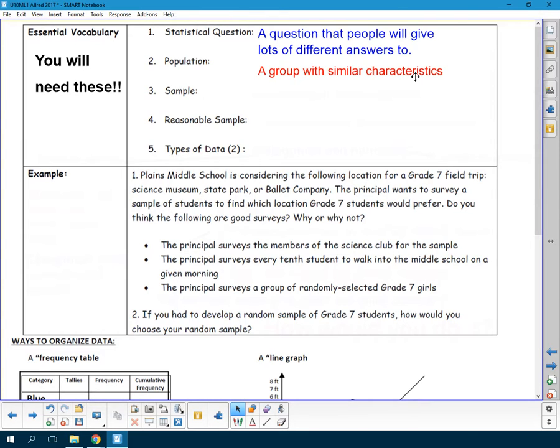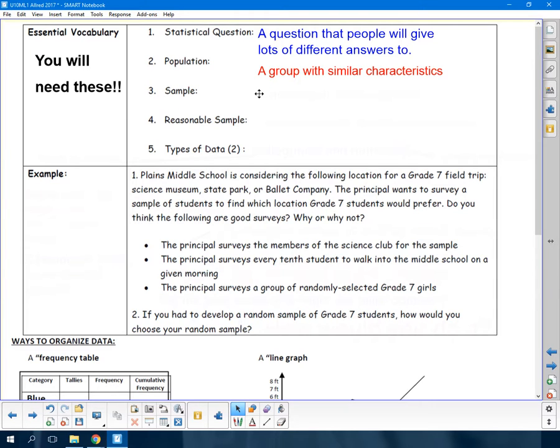Maybe you're just asking 7th graders, that's your population. Maybe you're asking AL standback students, that would be your population. Or you're asking residents of North Carolina, that could be your population. But it could be any group of people with similar characteristics. Maybe you're just asking 6th grade girls, and that's your population. Okay, it kind of depends on the question and what makes sense.